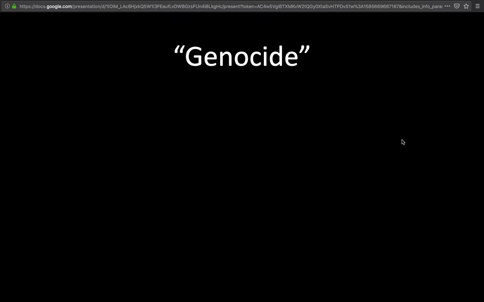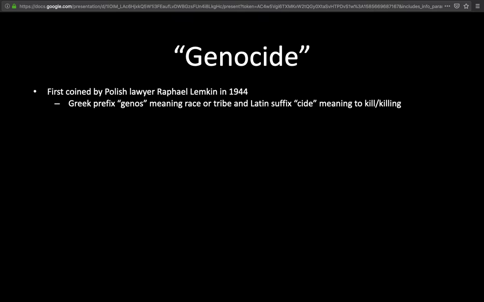So, genocide as a term was not actually created or coined until 1944. Obviously, given the timeline, that means that it was coined in response to what happened in World War II with Germany and the Holocaust. It was coined by a Polish lawyer named Raphael Lemkin. It comes from the Greek prefix genos, meaning race or tribe, and the Latin suffix cide, meaning to kill or killing. So that's like homicide, suicide, regicide. So genocide is the killing of an entire race or tribe.